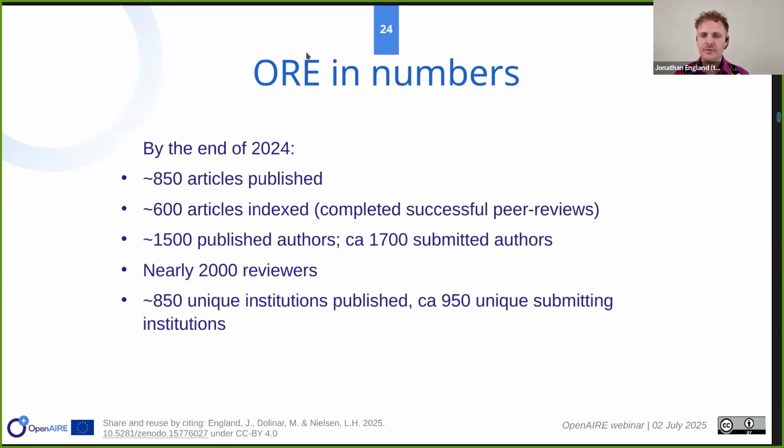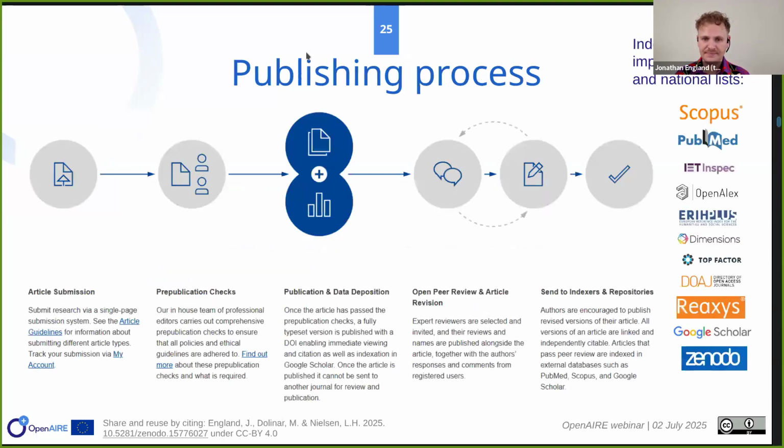So by the end of 2024, and sorry, I don't have the updated numbers, there were around 850 articles published on it, with 600 articles indexed. Indexed means that they've been successfully and completely peer-reviewed, and the articles are not indexed until they have passed peer review. There are around 1,500 authors and nearly 2,000 reviewers, and 850 unique institutions published.